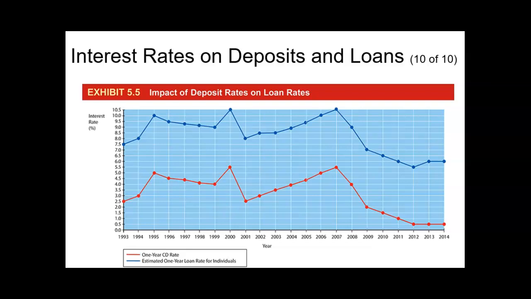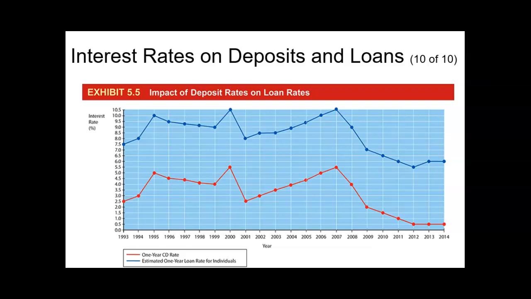Now, this is an interesting chart. It is comparing the 1-year interest rate earned on a CD compared to the interest rate on a loan for an individual. And this is going from 1993 to 2014. So as you can see, the interest rates on CDs have varied over time. So for a CD maturing in 1 year back in 2000, the rate was about 5.5%. But compared to 2014, it was down to 0.5%.